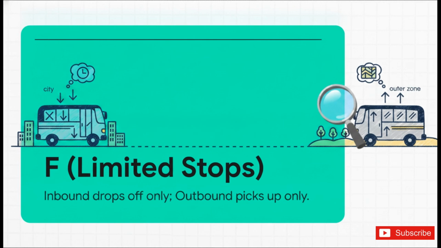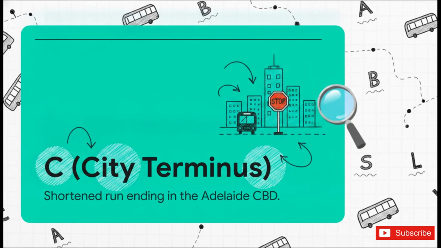Well, this clever rule actually prevents inner suburb commuters who are just making short little trips from clogging up the seats on long-distance buses. You might also spot a C tagged on the end, which stands for City Terminus. This just simply means the bus is running a shortened version of its normal run and will terminate right there in the CBD instead of crossing all the way to the other side of the city. You'll also occasionally see letters like A, B, S, M, or L. Don't let those throw you off. They just indicate really minor geographic deviations, like maybe a slight detour to service a school zone during school hours.